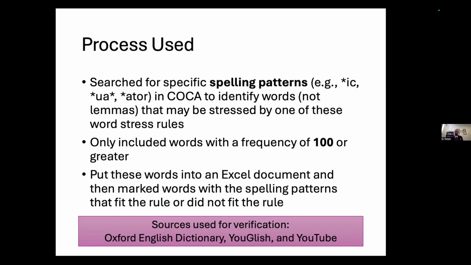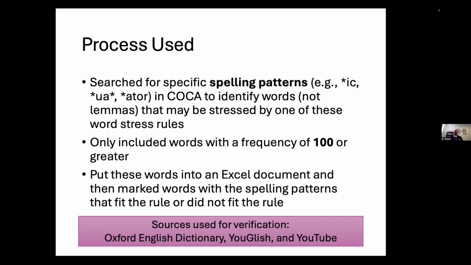So I looked for words, not lemmas, that may be stressed by one of these word stress rules. I made a decision to only include words with a frequency of 100 or greater. So lower frequency words for COCA, I did not include. I had to make a decision somewhere, and I felt comfortable with 100. And then I put these words into an Excel document and marked the words with the spelling patterns that fit the rule or didn't fit the rule. So then the question becomes, how do you verify the pronunciation of these words?